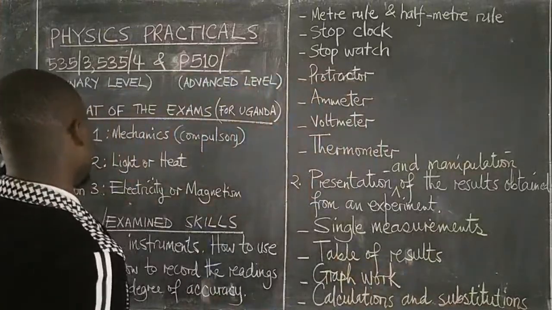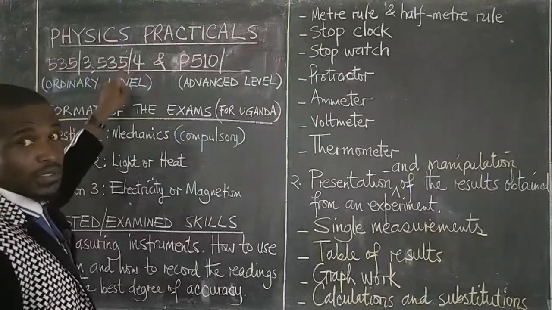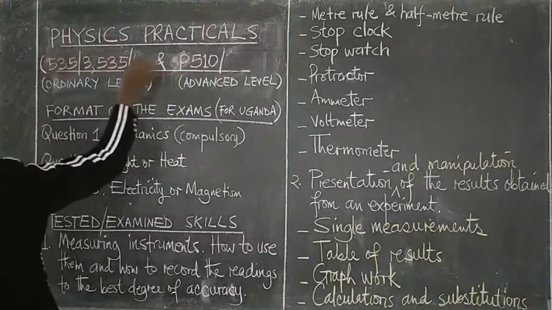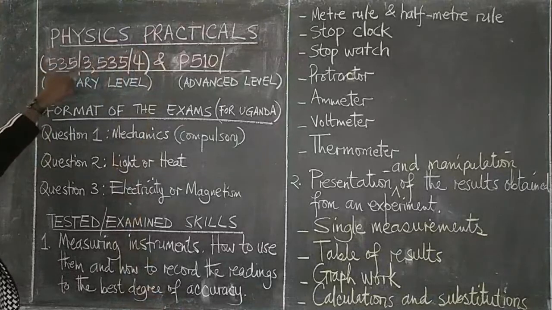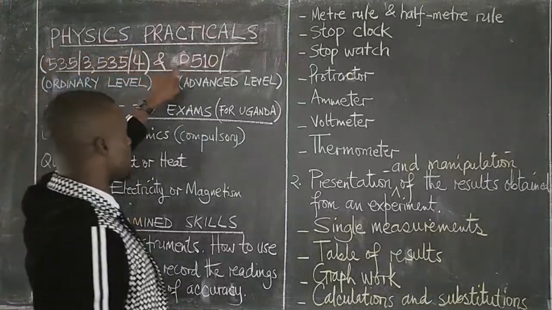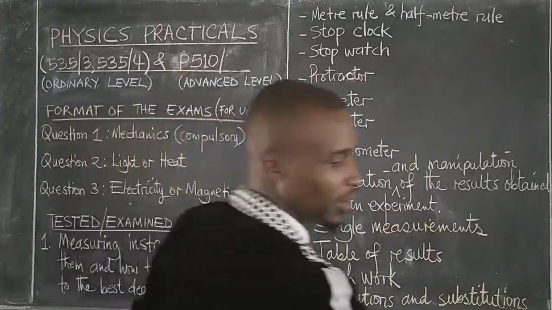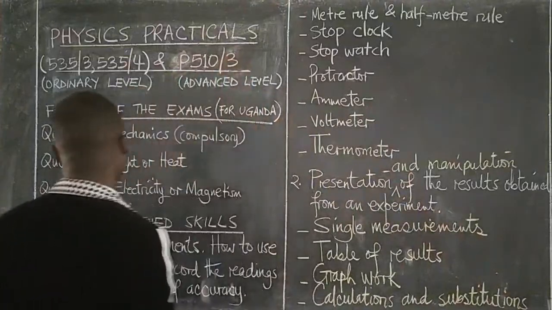So the 535/3 and 535/4, these are the two papers which are covered at O level. This is physics practical paper 3, then physics paper 4. Then for A level, it is P510/3. So that is physics paper 3 for A level.